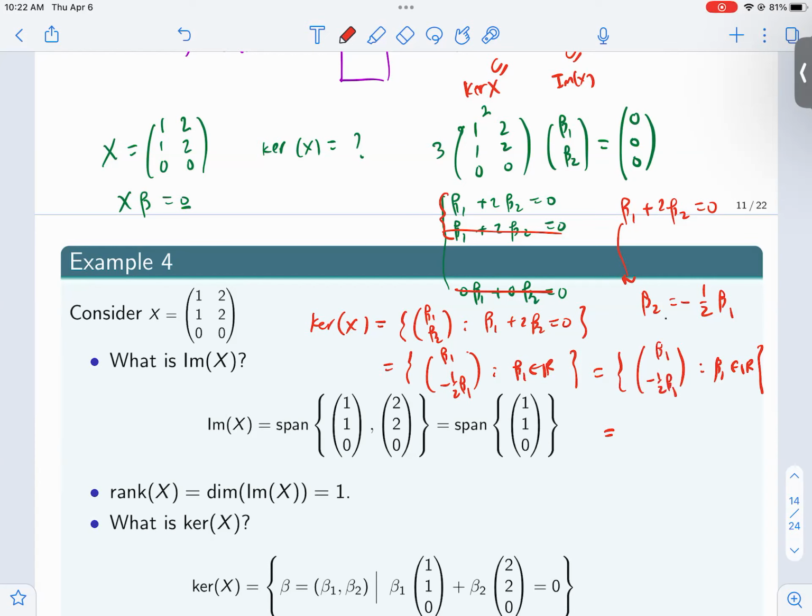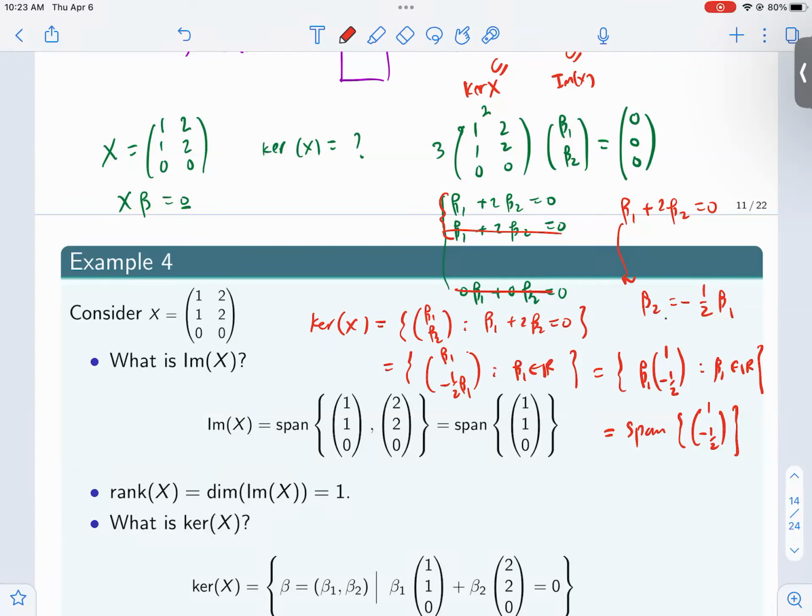Beta 1 minus 1/2 beta 1. It should be 2-dimensional. Another way of writing it: beta 1 minus 1/2, using span. The span of (1, minus 1/2). Does that work? Works. That's the definition of the span.